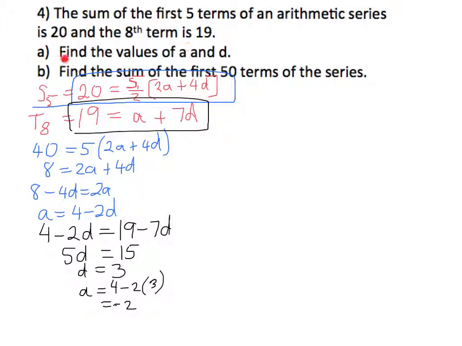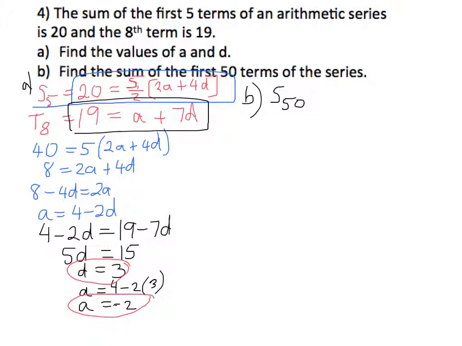So there we've answered part A, find the values of a and d. Alright, there's d. Oops, sorry, that's d. And then there's a. Alright, part B, find the sum of the first 50 terms of the series. So it's asking us to find S50, sum of 50.